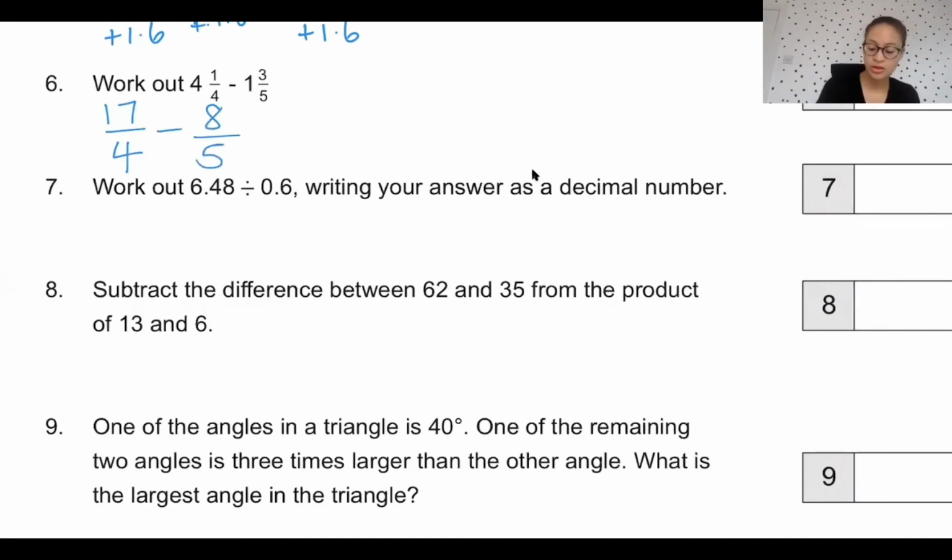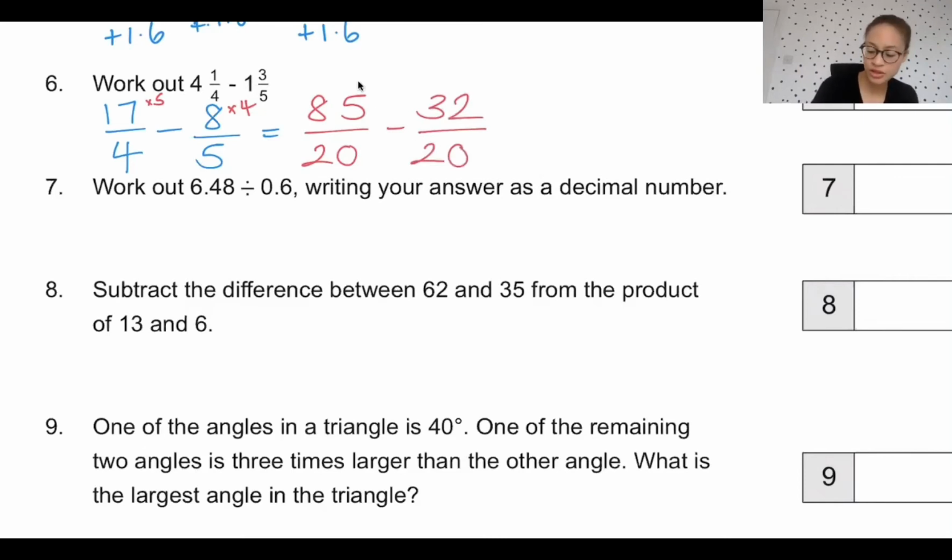So minus 8/5. Now we would need to convert those fractions into fractions that have the same denominator. Now both 4 and 5 go into 20. So what I'm going to do is multiply this first fraction by 5, multiply the second fraction by 4, and then we will have 20 as the denominator for both. So if I times both the numerator and the denominator by 5 for the first one, I'm going to keep going in red, I would get 85 over 20. For the second one, I would get 32 over 20.